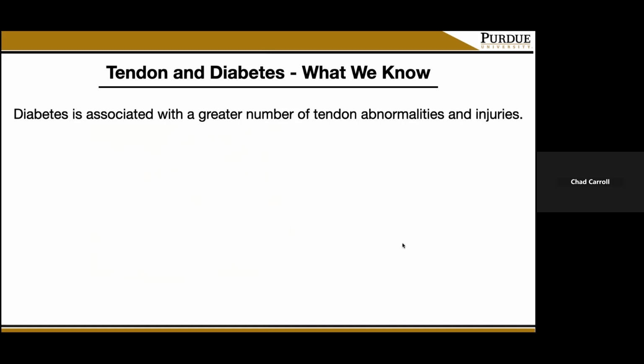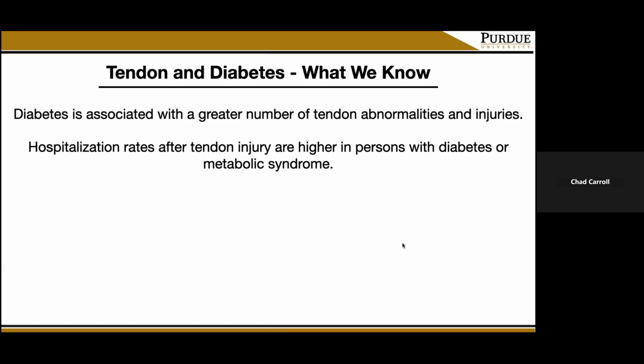First, we know that patients with diabetes have a much higher incidence of tendon abnormalities and injuries. I was telling some of the faculty today, if you were to do an MRI or an ultrasound of 100 patients with diabetes, approximately 90% of them would have some underlying tendon pathology. They may be asymptomatic, but it's very, very high rates. And hospital rates after injury are much higher than in persons without diabetes. This even extends to individuals with metabolic syndrome as well. So if they do injure themselves, they're much more likely to need hospital care.